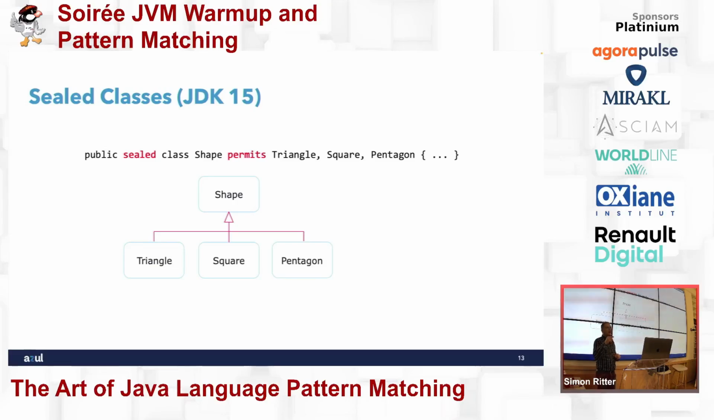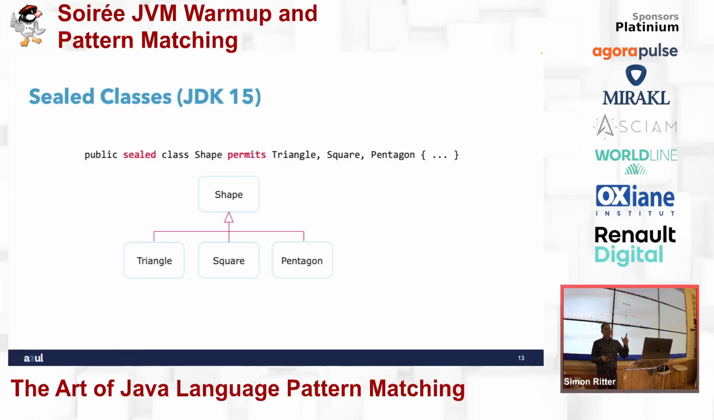So we have a sealed class called Shape, and then we have a permits clause which says that the three classes that can subclass Shape are Triangle, Square, and Pentagon. That then sets up a type hierarchy which is fixed and sealed.